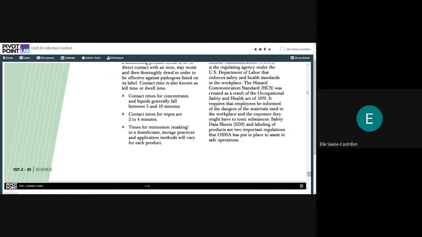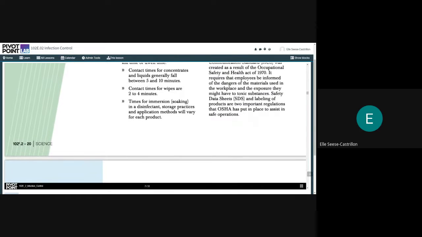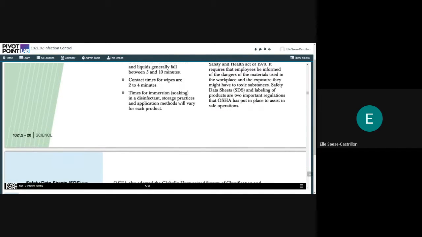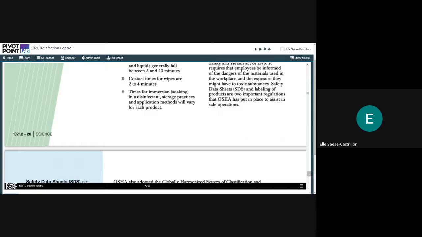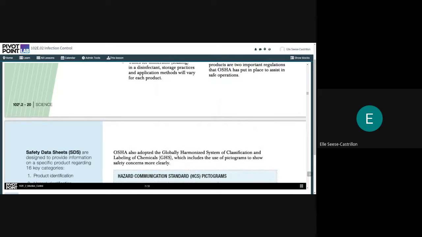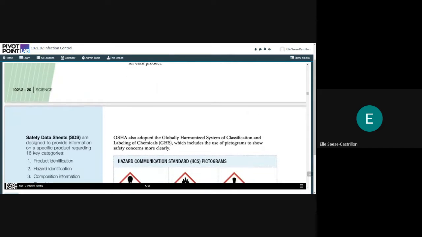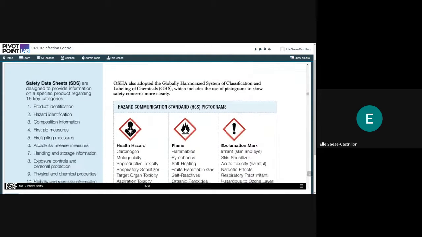So the Hazard Communication Standard, or the HCS, was created as a result of the Occupational Safety and Health Act in 1970, and it requires that employees must be informed of the dangers of the materials that they use in a workplace. Also, the exposure that they might have to toxic substances. Safety data sheets, or SDS, and labeling of those products are two important regulations that OSHA has put in place to help assist in safe operations.